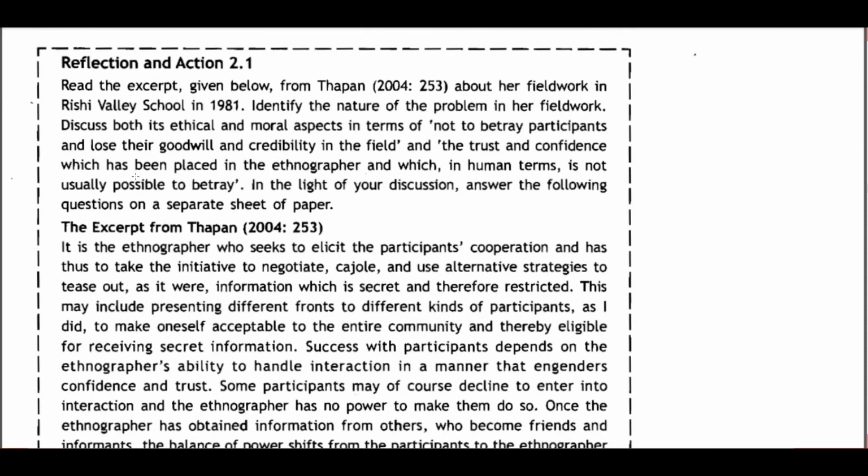Reflections and action 2.1. Read the excerpt given below from Srinivas about her field work in Rishi Valley School in 1981. Identify the nature of the problem in her field work. Discuss both its ethical and moral aspects in terms of not betraying participants and losing their goodwill and credibility in the field, and the trust and confidence which has been placed in the ethnographer, and which is not usually possible to betray. In the light of your discussion, answer the following questions on a separate sheet of paper.